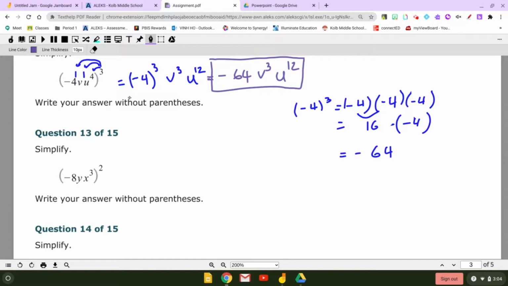All right, problem 13. Same idea. We see that this is the third or fourth time already. So 8 to the first power, a to the first, y to the first, x to the third. Then we distribute the square in. That will be negative 8 to the second power, y to the second power, and x to the 6th, because 3 times 2 is 6. So 8 squared, negative 8 times negative 8, is positive 64 y squared and x to the 6th power.